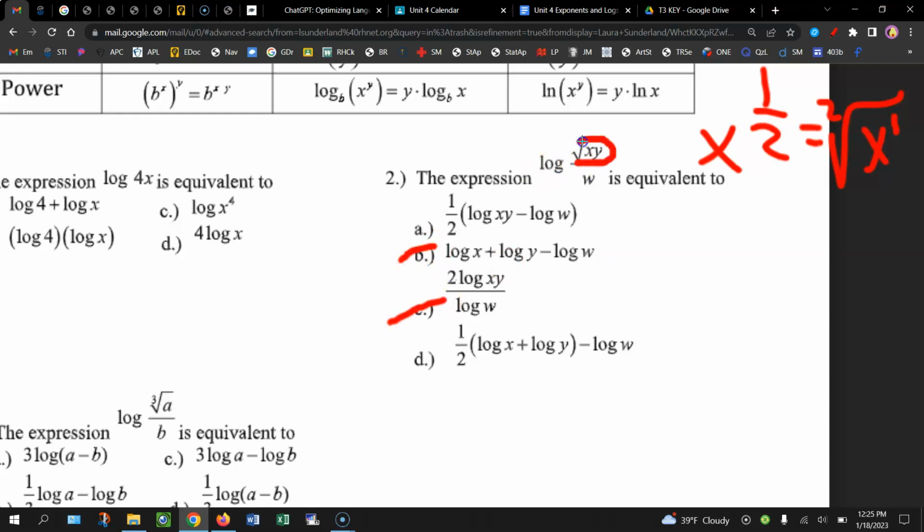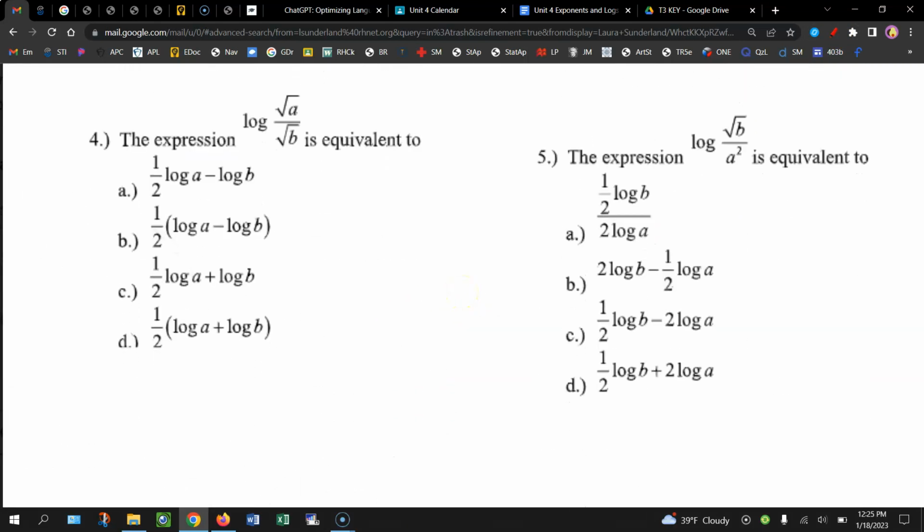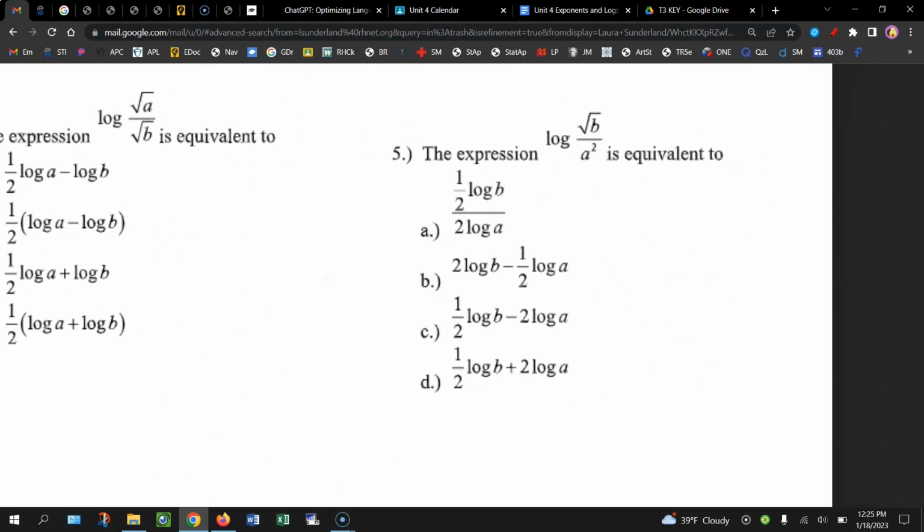So you see multiplication here, x times y. That means if you see multiplication, you do addition, and you're dividing by w. So if you see division, you do subtraction. So we're going to be looking at this. Now you might be wondering, why is the 1/2 in parentheses? Because you were taking the square root of both the x and the y. That's why the 1/2's in parentheses. Okay, I'm going to pick a couple others to do and then have you practice.